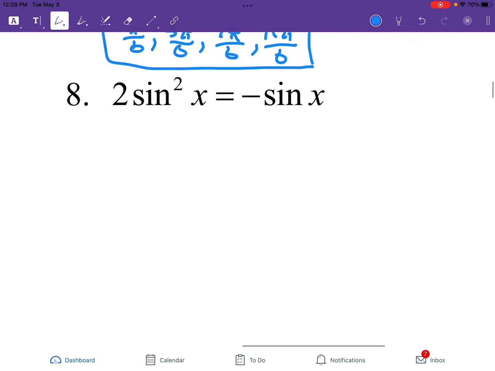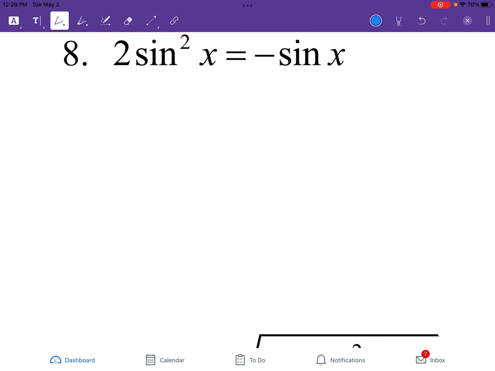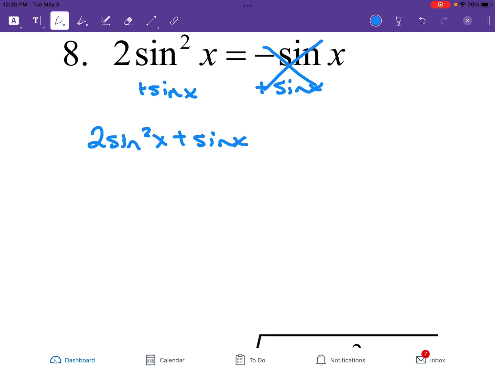Number 8. To solve this one, the first thing we have to do is actually get all the stuff on the same side. So we're going to add sine of x to the left. All right, so that will go away. Now you can't combine those because they're not like terms. The top one is sine squared, the bottom one is just sine. So you get 2 sine squared x plus sine of x equals 0.